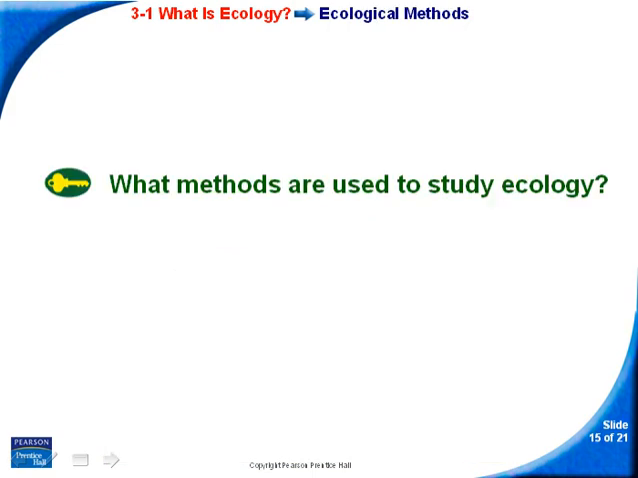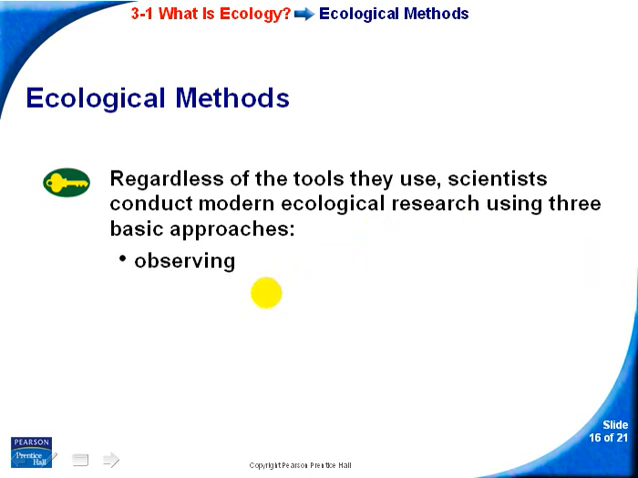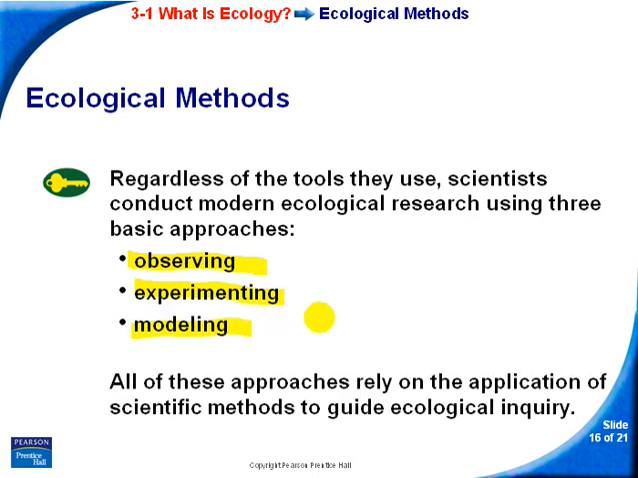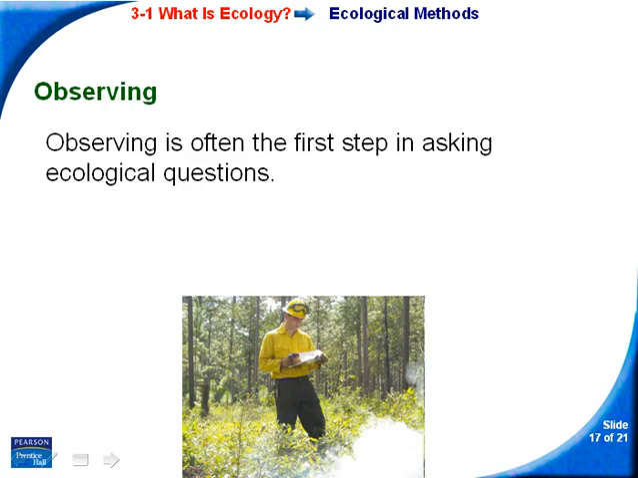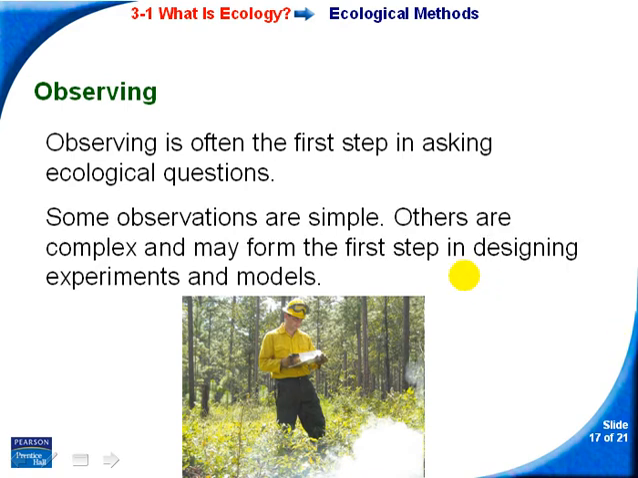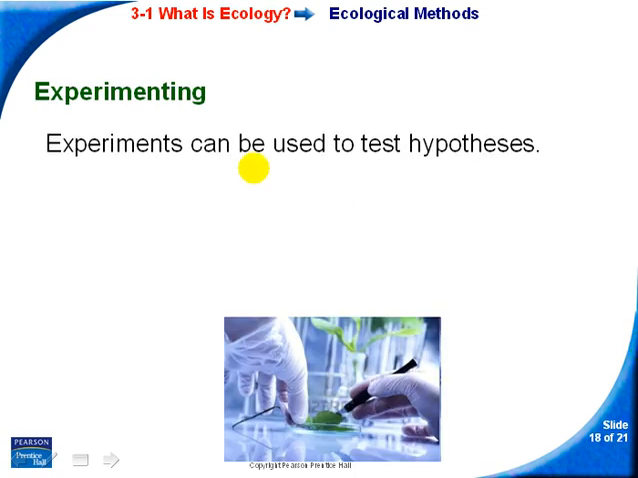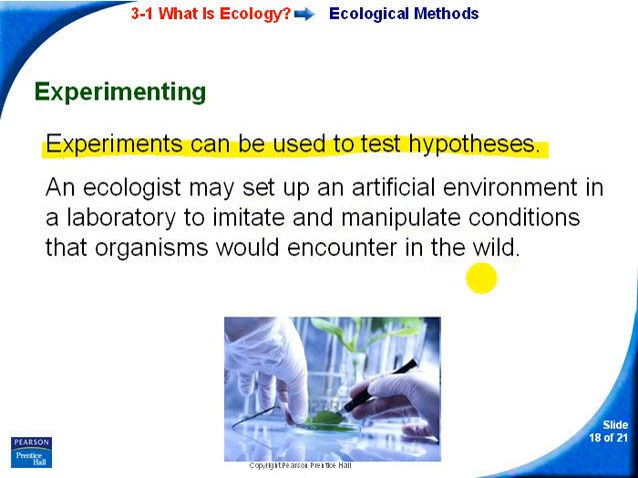So what methods are used to study ecology? This is pretty simple. You're going to use three basic approaches: observe, experiment, model. And they all use a scientific method to guide the way that you study ecology. Observing is simply observing and taking data from the world around you. Then we can use experiments to test hypotheses. We're pretty familiar with that. They can do it in the lab, or they can do it out in the wild.